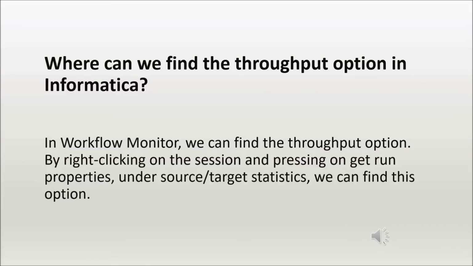Where can we find the throughput option in Informatica? In Workflow Monitor, we can find the throughput option by right-clicking on Session and pressing Get Run Properties. Under Source and Target Statistics, we can find this option. And this Workflow Monitor is one of the windows in Informatica PowerCenter, and like this, we have another three also. So if you go to this Workflow Monitor, then you can find this option.